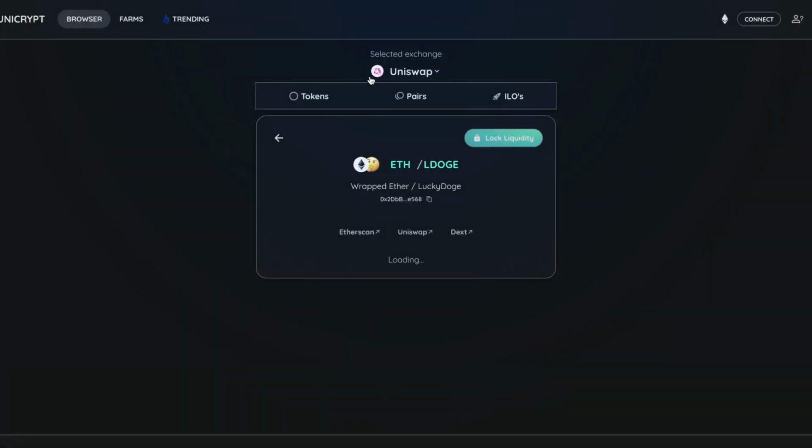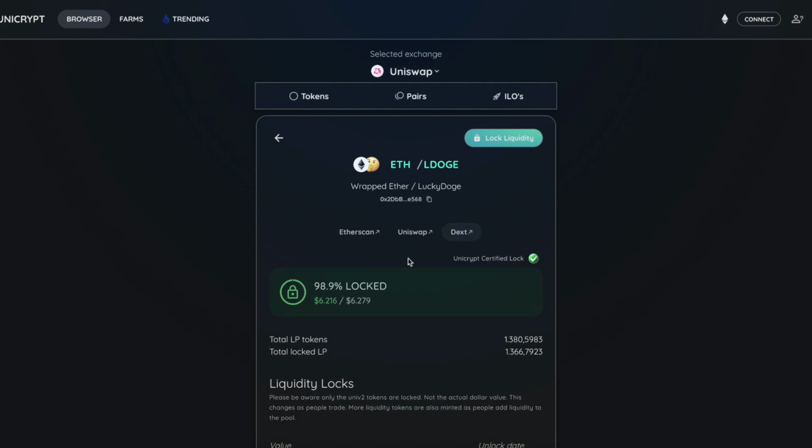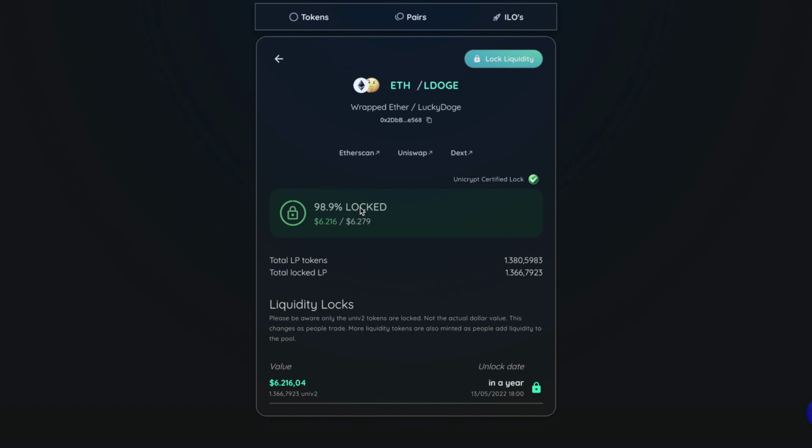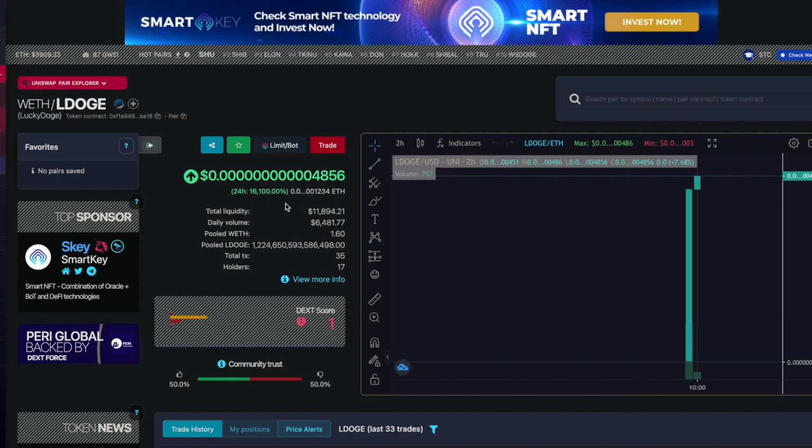All right. On Unicrypt, you can see if the liquidity is locked. This is a really good sign already. 99% of the liquidity seems to be locked, and it will be unlocked in a year. The only bad thing is it's only $6,000, which is really low. I usually only invest into coins with at least 30 to 40,000 US dollars in liquidity, because 6,000 liquidity is basically nothing, you know.